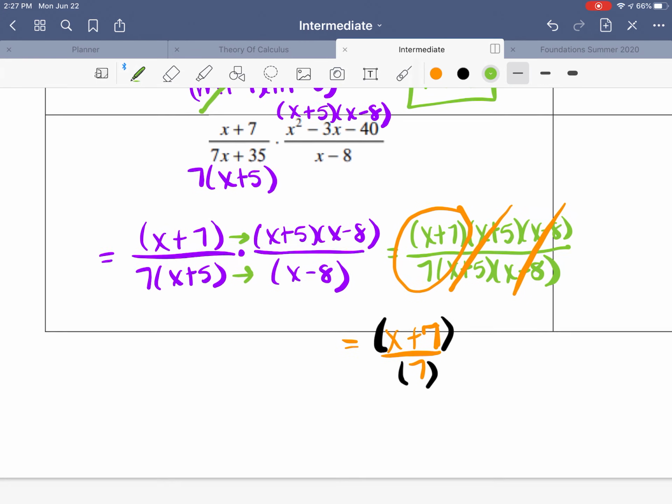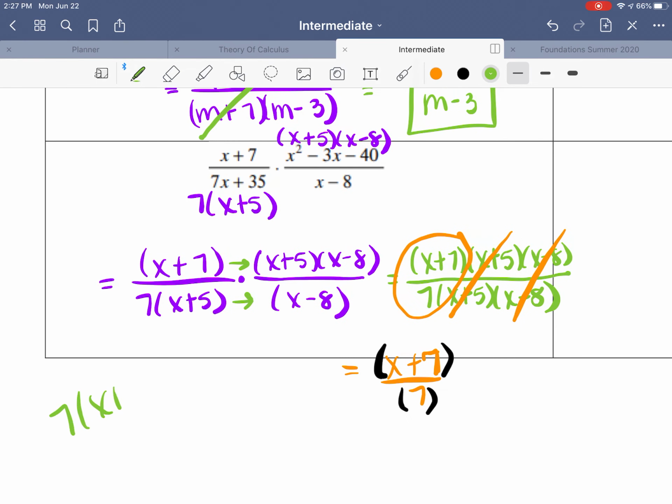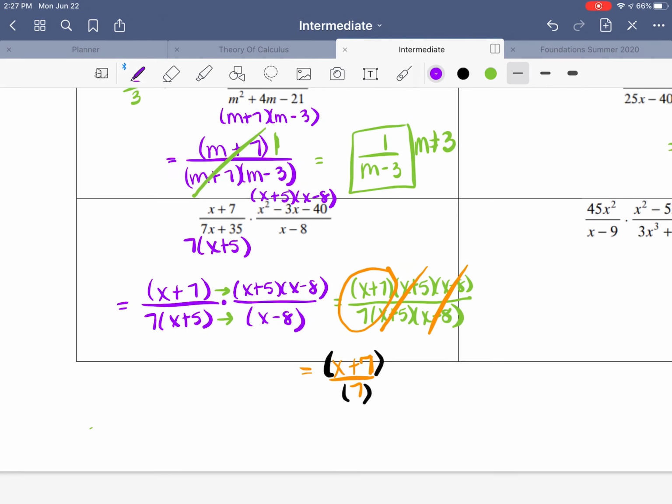If I had, for example, a 7 outside, then those 7s could reduce. But I didn't have that. I have this factor, and they're not the same, so they do not reduce or simplify. I shouldn't say reduce.